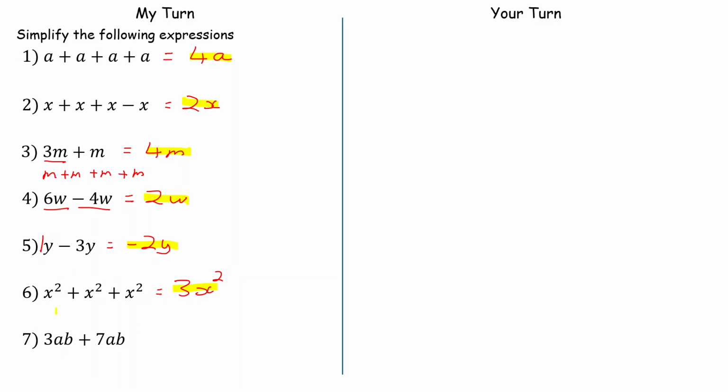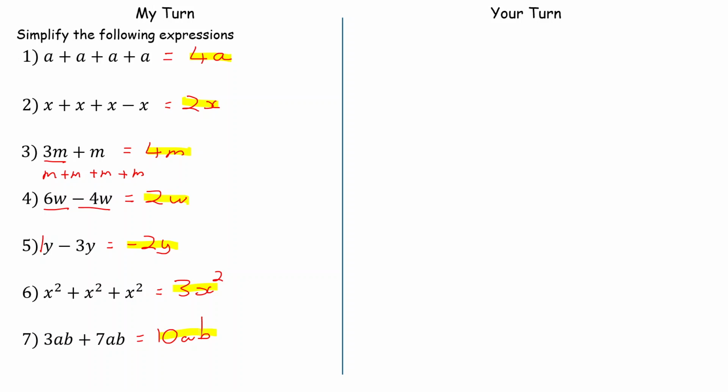Question 7, we've got 3ab plus 7ab. Again, importantly, your variables are the same. You've got ab and you've got ab. So these are like terms, which means you can combine them. So 3 and 7 is going to give you 10, and the variable here is ab. So 10ab is your answer.